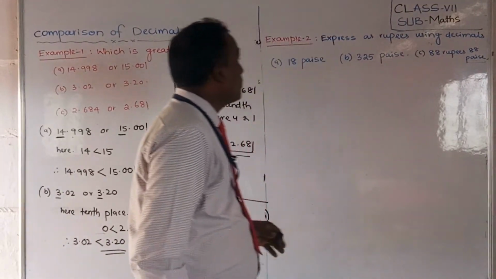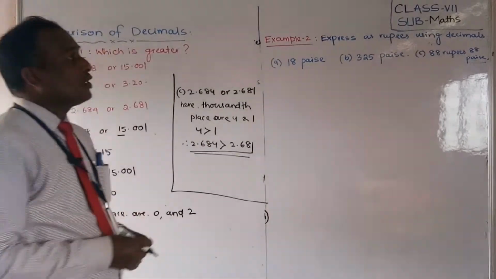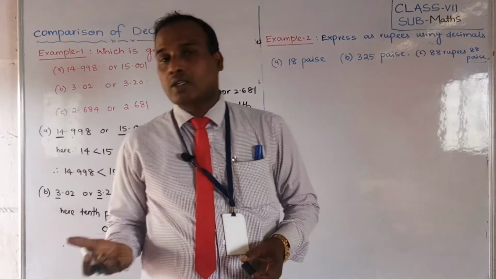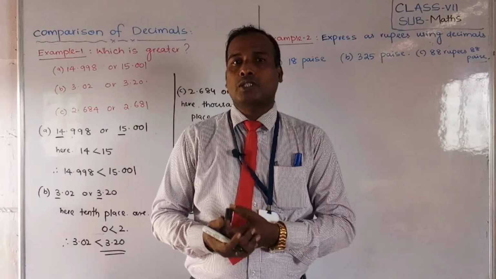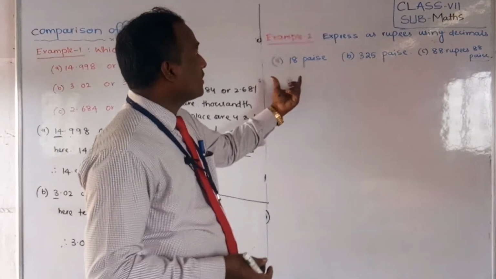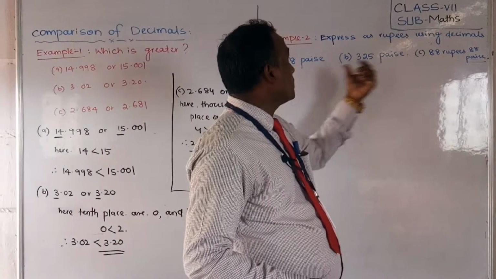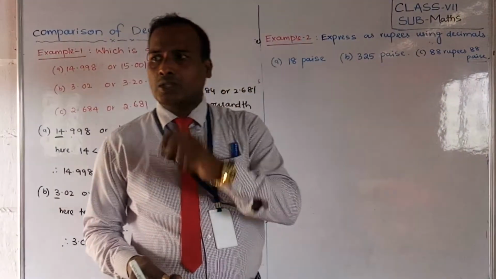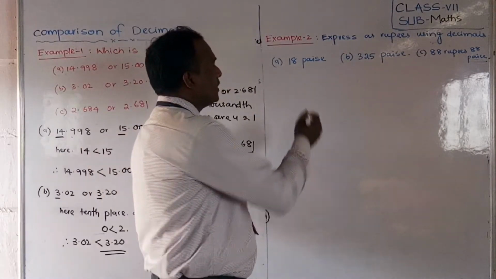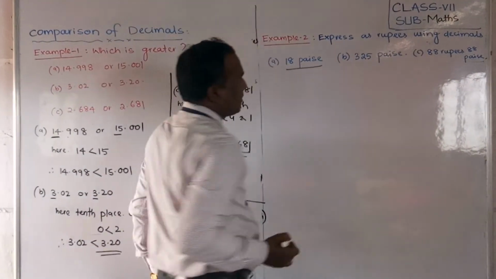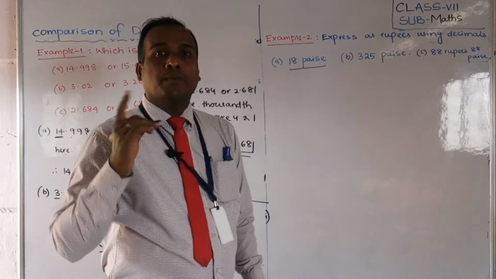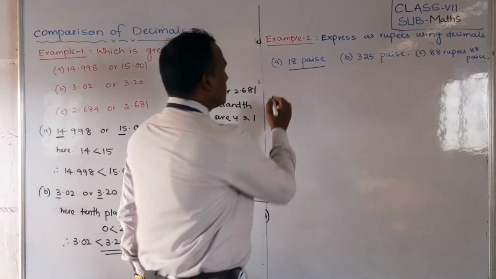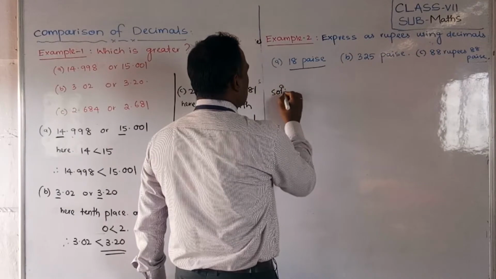Now look at here, students. I have written example 2. Express as rupees using decimals, like rupees, or weight like kilograms, or time. You can do this. Here I have written: express as rupees using decimals. How to express in decimals? So see students, look at here. The first question is 18 paise. 18 paise means, 1 rupee is how many paise? 100 paise. Yes, we can do the solution.